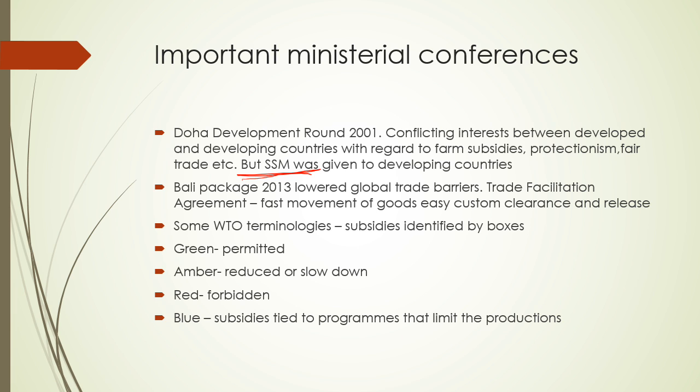Some WTO terminologies: subsidies identified by boxes, like a traffic light, we have different colors and those colors are used here. Green: import or export of products is permitted. Amber: reduced or slowed down. Red: forbidden. Blue: subsidies tied to programs that limit production.